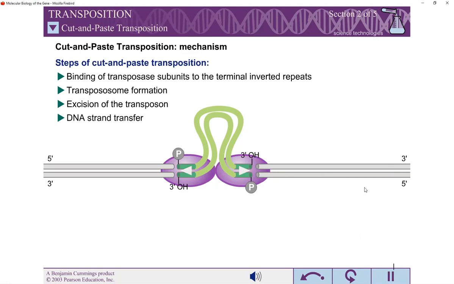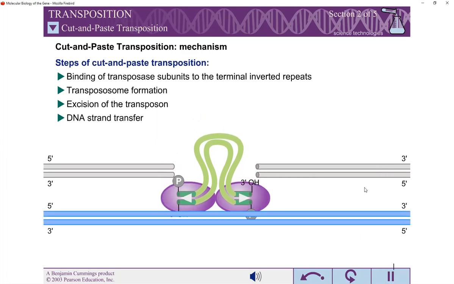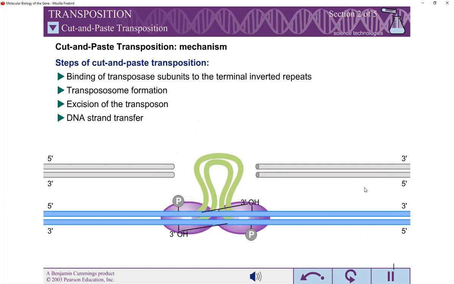The 3' hydroxyls of the transposon DNA then attack the phosphodiester bonds at the target DNA. This reaction is called DNA strand transfer. The sites of attack on the two target strands are usually separated by 2 to 9 nucleotides. This distance is fixed for each type of transposon. Okay, this distance is going to be fixed for each type of transposon molecule, and this transposon will now be inserted into the target site.